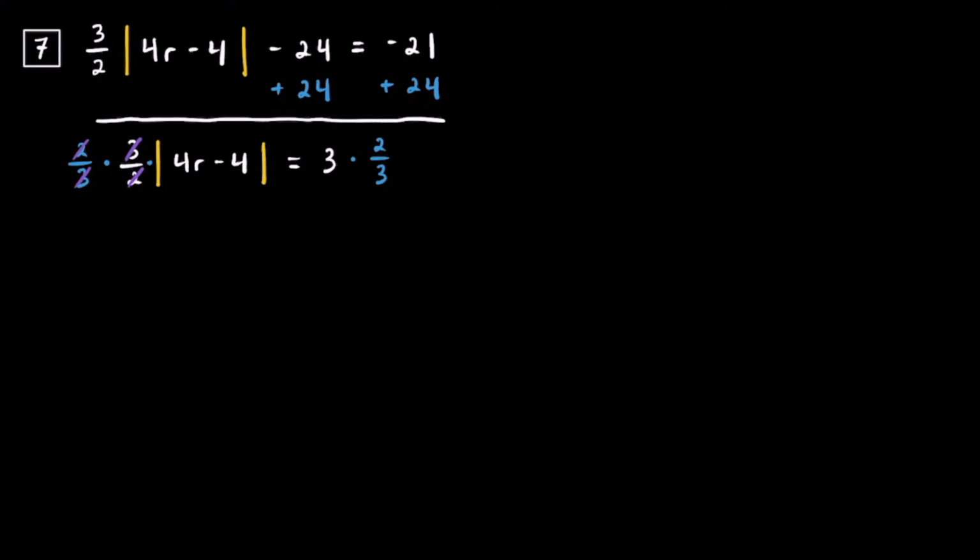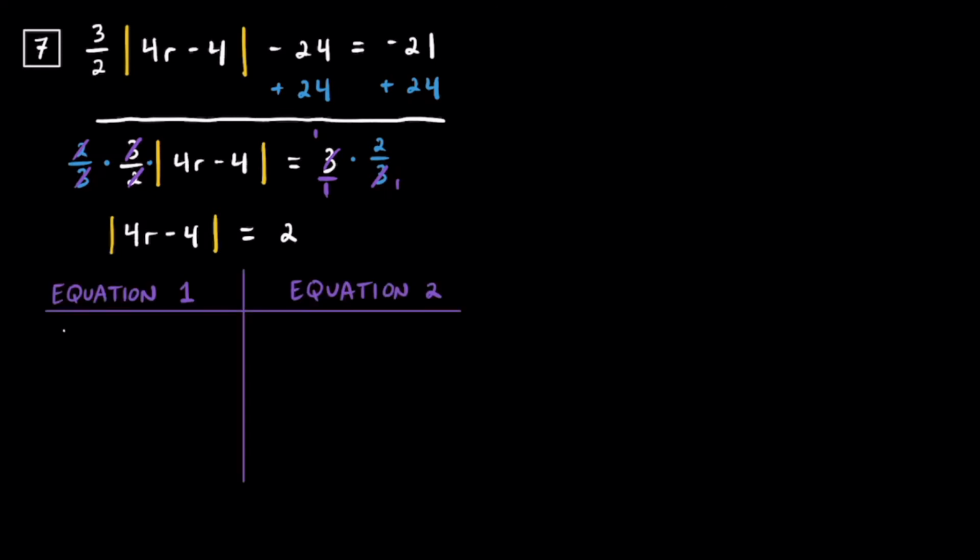So on the left side, we're just going to have the absolute value of that 4r minus 4. And that's what we wanted. We got that alone along the left side of the equation. And on the right side, just keep in mind that this 3 is really 3 over 1. That can cross cancel with this 3 as well. So on the right side of the equation, we just have 2. Now that we've isolated the absolute value, our two separate equations are going to be 4r minus 4 is equal to positive 2, and 4r minus 4 is equal to negative 2.